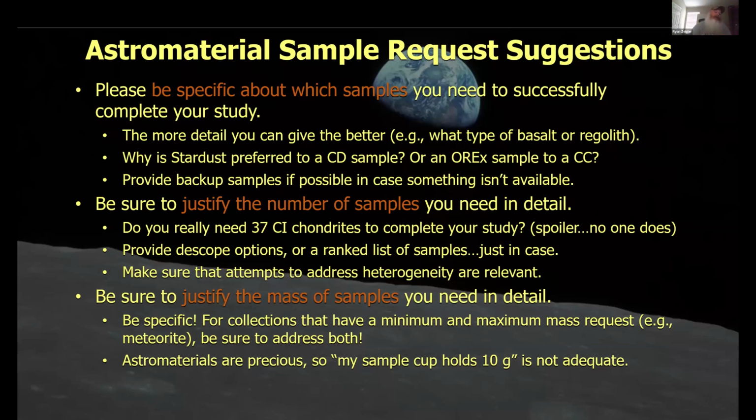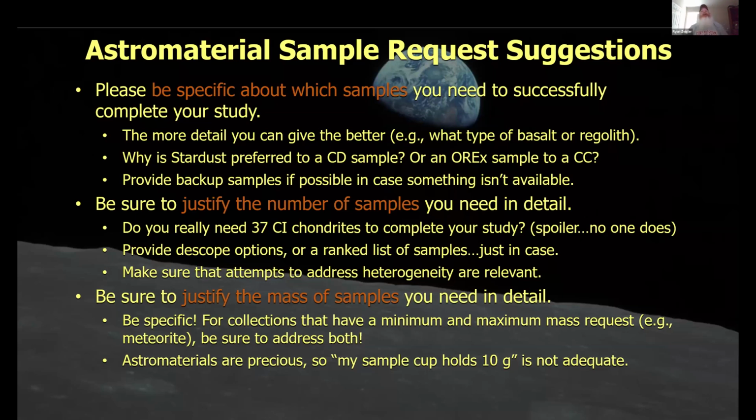And finally, and certainly not least, justifying the mass of samples you need in detail is super important. Now, I realize for some of the smaller particles, mass may not really be relevant, and you're not going to talk about the mass of Genesis you need or the mass of cosmic dust. In those cases, it's probably the number of particles. But for samples where we measure the mass, the larger collections, justifying the mass is one of the most important things, and you have to be specific.